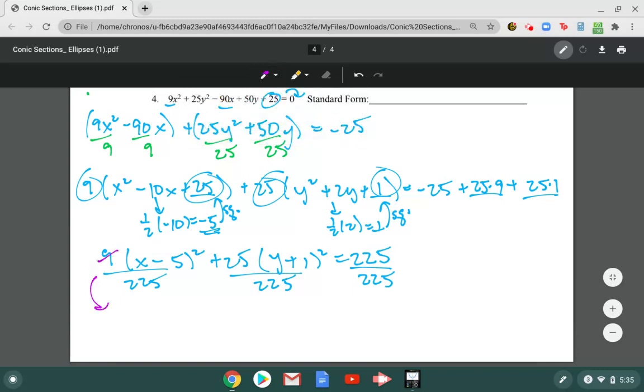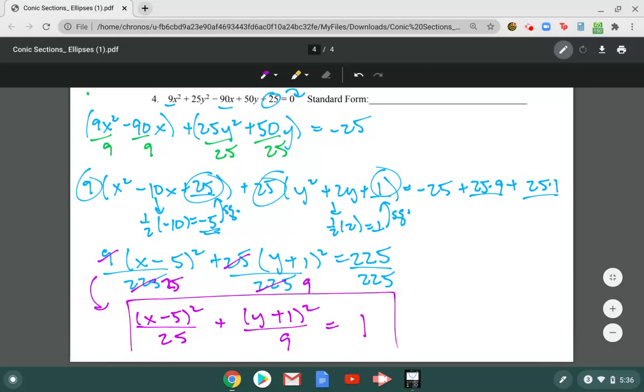225. Grab my purple pen. This gives me 9 into 225. You can do that right on your calculator. You get 15. Oh, not 15, 25. So x minus 5 squared over 25 plus my 25 actually is going to cancel. Let me undo that, and I get y plus 1 squared. 25 into 225 is 9. And again, you can just do that right on your calculator, equals 1. Okay, just to summarize, this one has horizontal orientation. Center is at 5, -1.